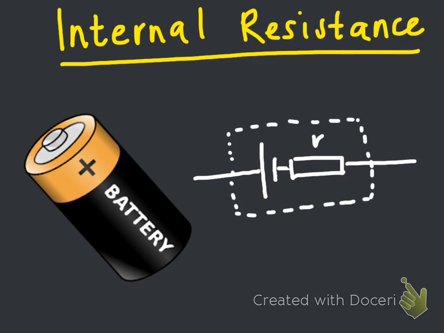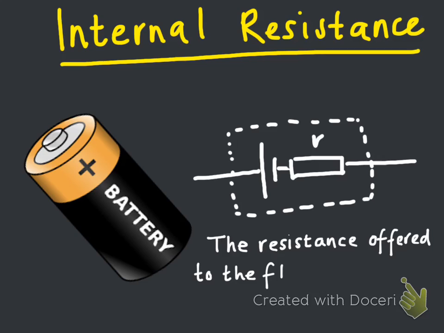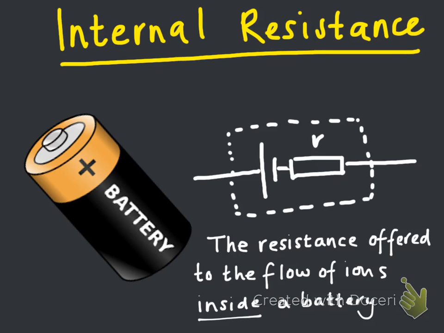The way that internal resistance is illustrated in a circuit is by showing the cell, as we would normally, and then putting a small resistor labeled with a small r next to it, and then a dotted line surrounding the two to indicate that that small resistor forms part of the cell. If we had to define internal resistance, we might define it as the resistance that's offered to the flow of ions inside a battery. So up until now we would have ignored that particular resistance, but from now on we will consider it as part of the feature of the particular electric circuit that we're looking at.